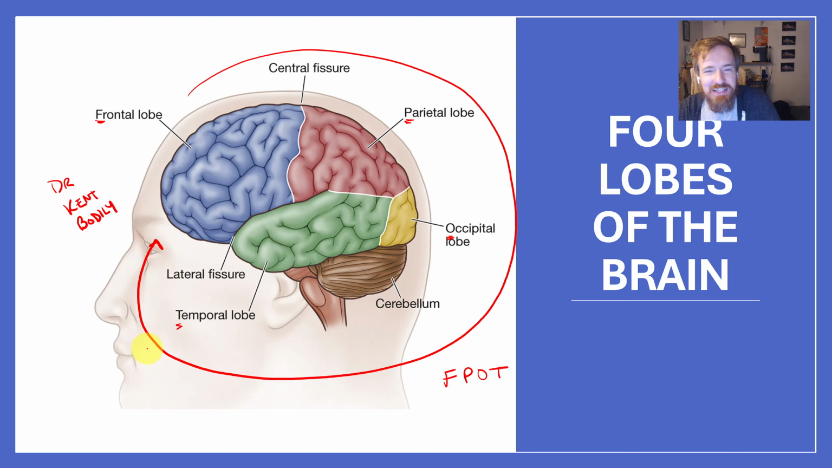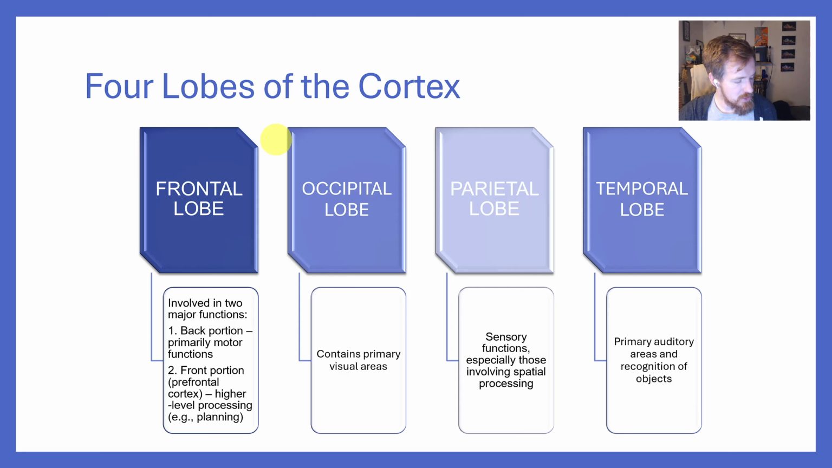That was essentially what he said, and it always stuck with me. So if you're ever having trouble remembering the lobes of the brain, just remember to F-pot, and that'll help you remember where they are, maybe. So let's talk about what each of these areas do now.